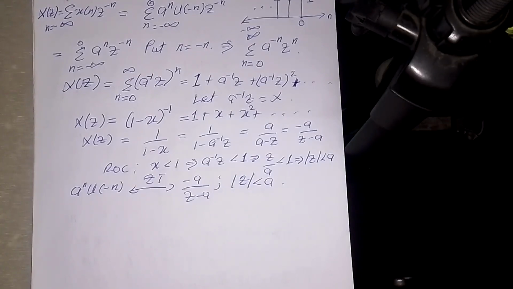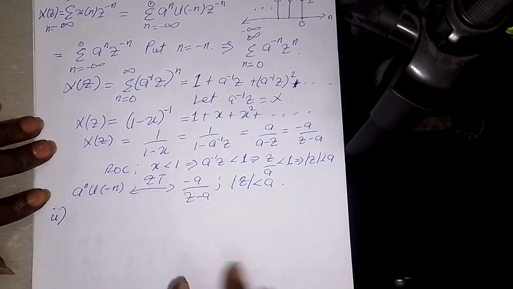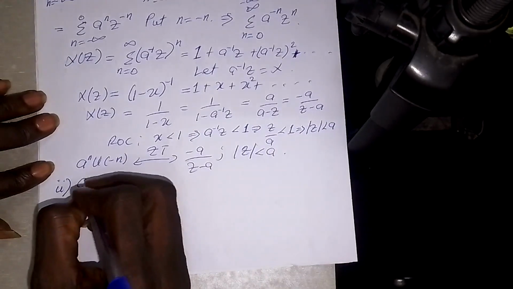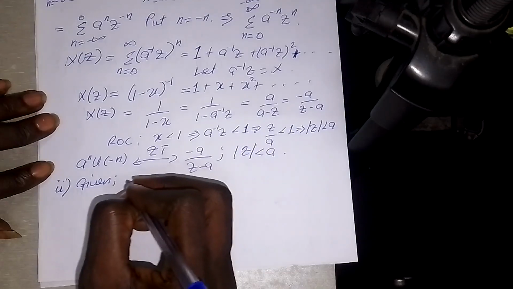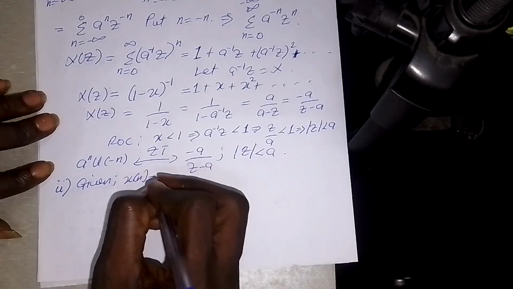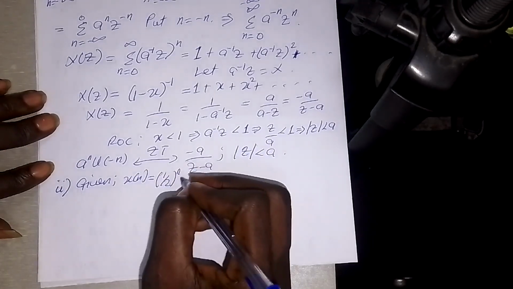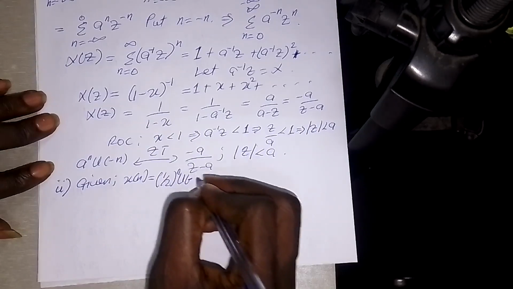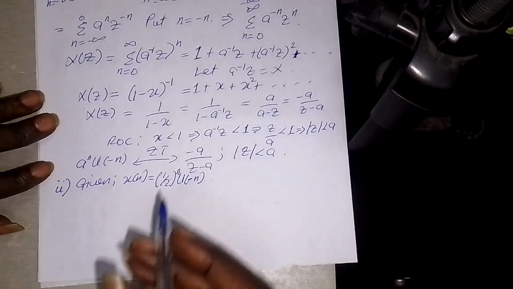Okay, now let's take a look at the second one. We are given x of n equals 1 over 2n, into u of minus n. Okay, this is what we are given. So this is just like the first one that we just solved, so we can just imagine the same approach to write the answer for this one.